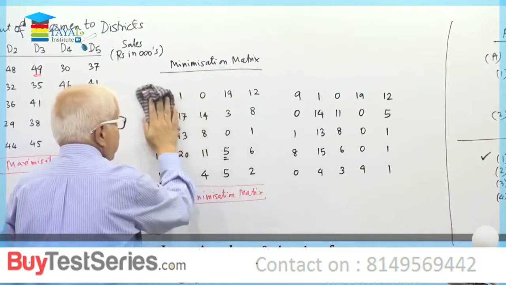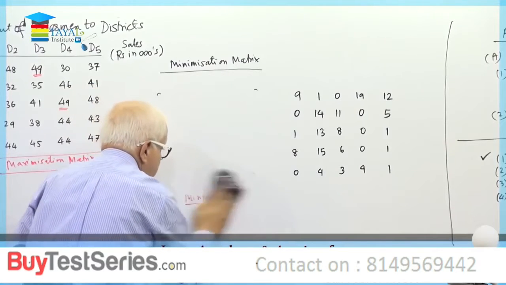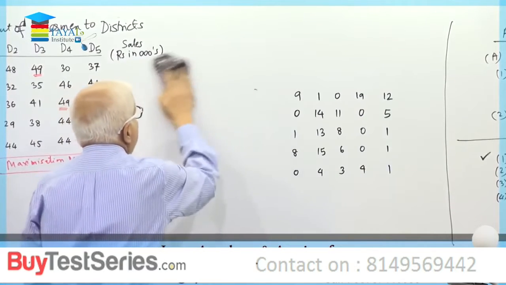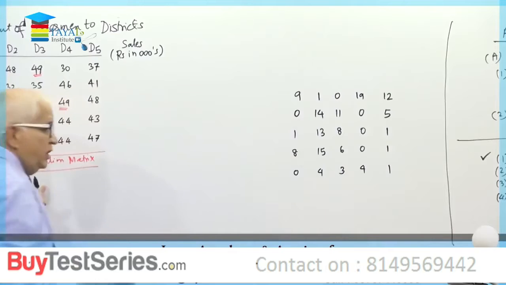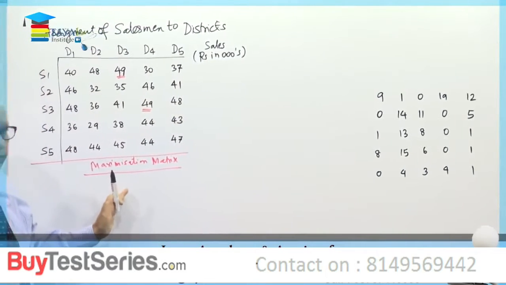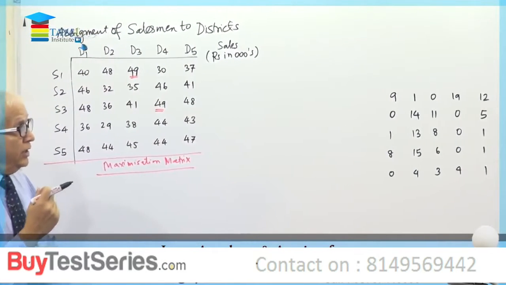Now remember, this matrix is of no use for the time being. I'll remove this. We have already converted the problem into minimization and we are solving it. I'm keeping this matrix because this is going to be required at the end. Okay, fine.